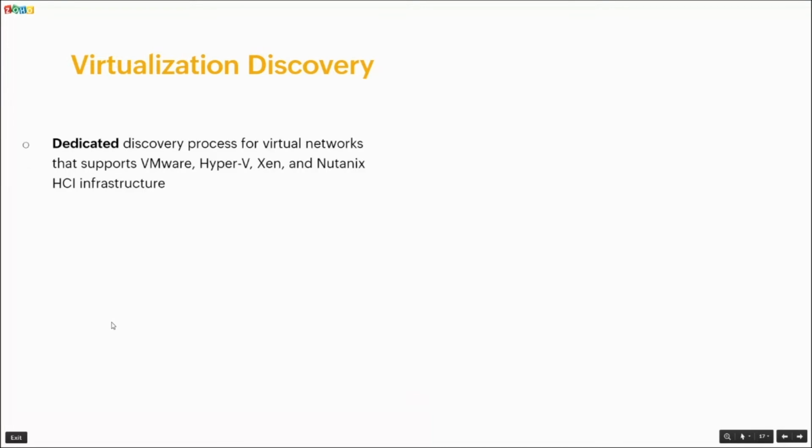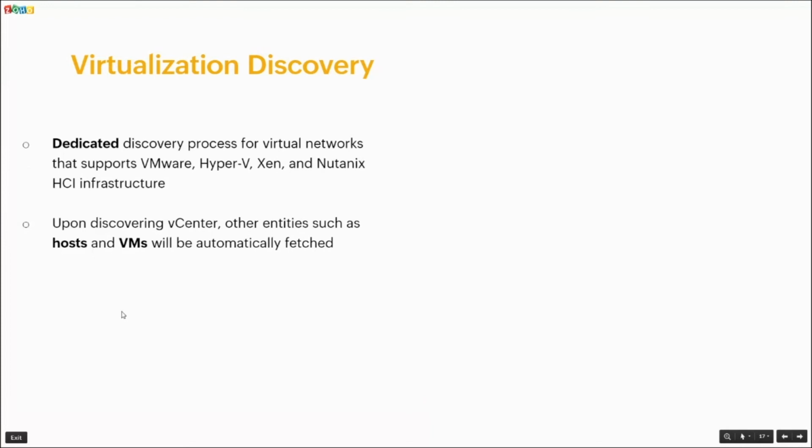OpManager allows you to monitor your entire virtual environment irrespective of the type which you have in your organization or in your environment. So using the virtualization, you will have a dedicated discovery process for virtual networks that supports VMware, Hyper-V, Zen, Nutanix, HCI infrastructures. And upon discovering the vCenter, other entities such as host and VMs will automatically be fetched and you'll be able to view them in a clear fashion. And this supports both vCenter and host-based discovery.